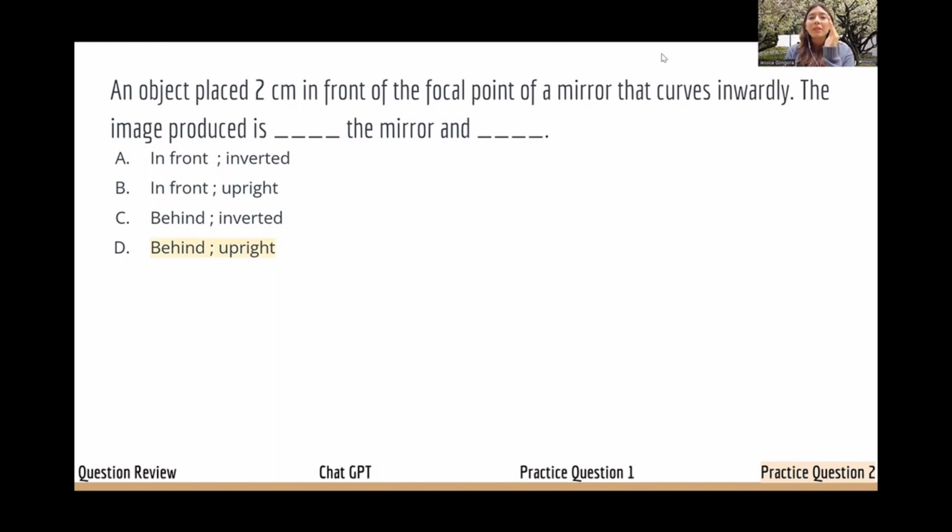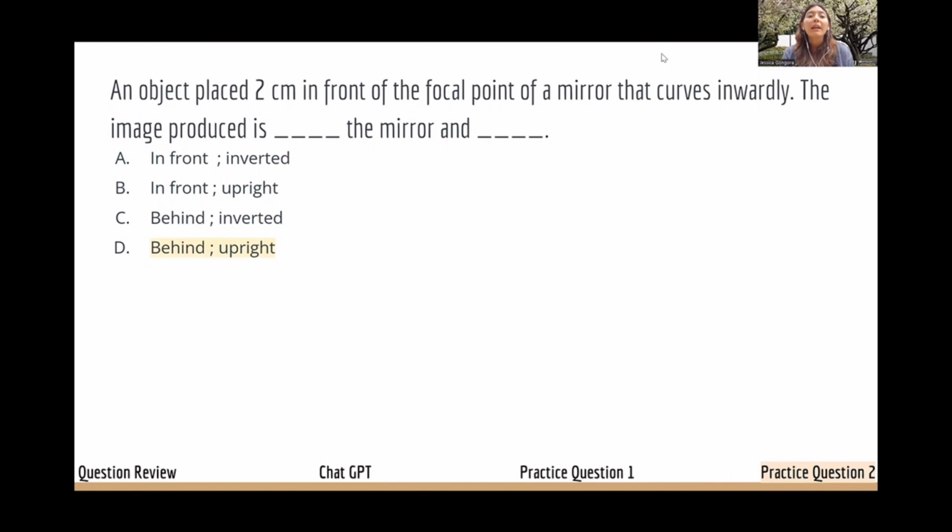So when an object is outside of the focal point, its incoming rays, when they interact with the concave mirror, the reflected rays then intersect at the focal point, and then they produce an image behind the focal point that is inverted, and in front of the mirror.